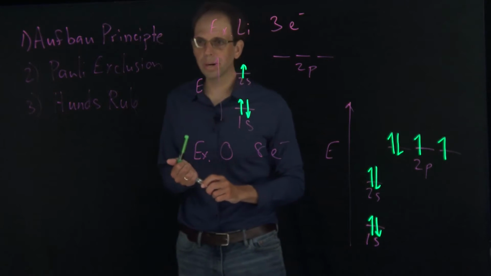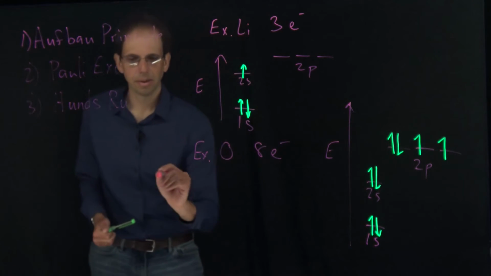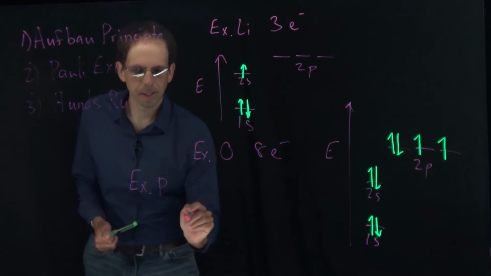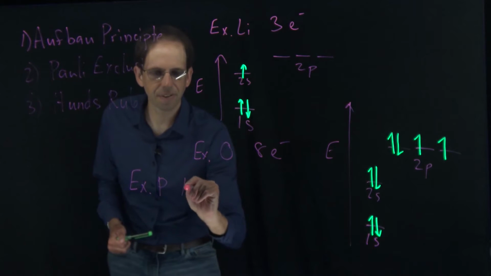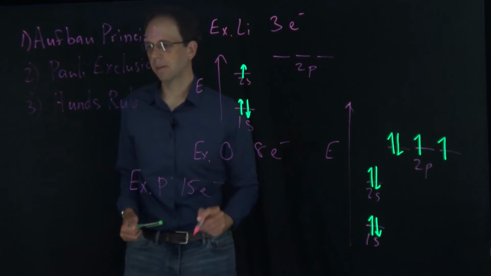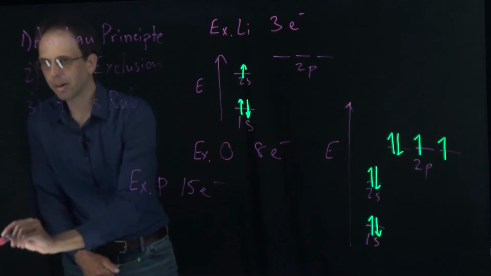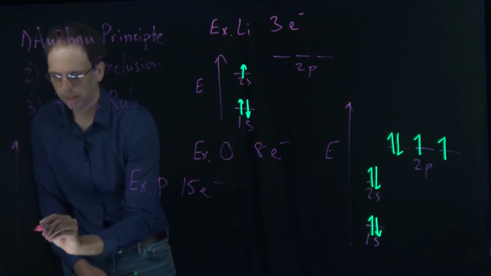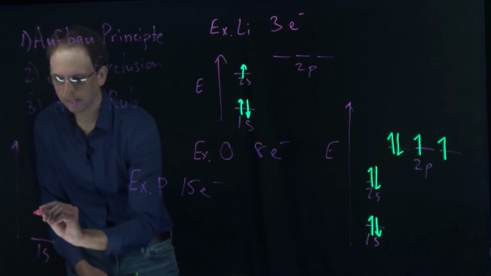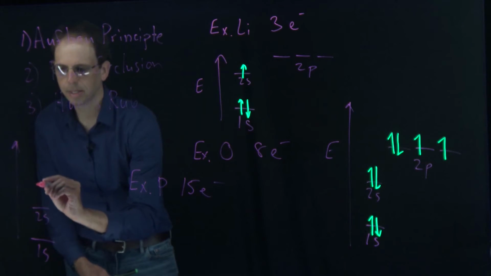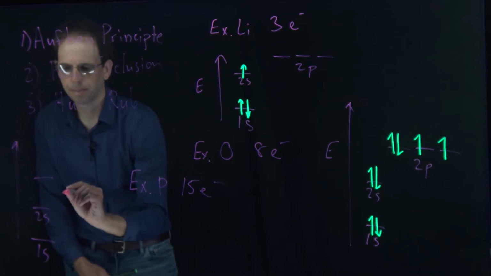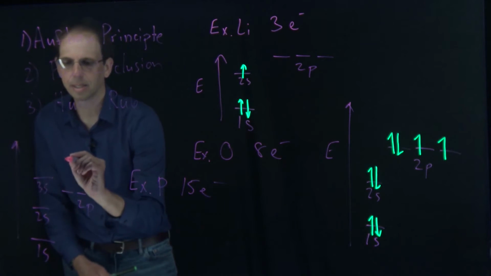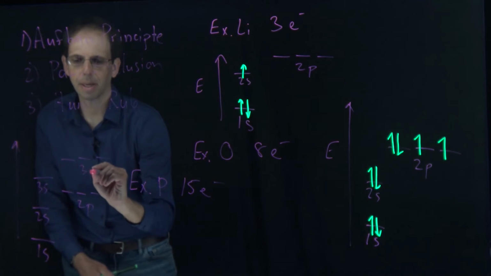Let's do one more example, and that is for phosphorus. This is in the 3rd period, and it has 15 electrons. I'll draw the diagram right here. We have 1s, 2s, 2p, 3s, and 3p.